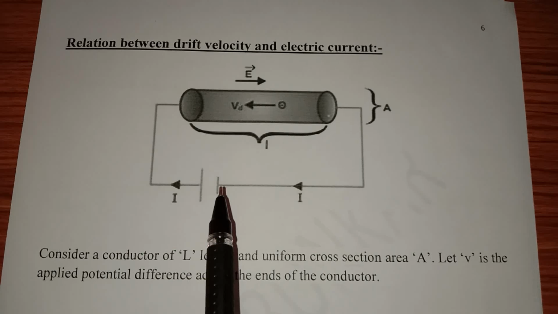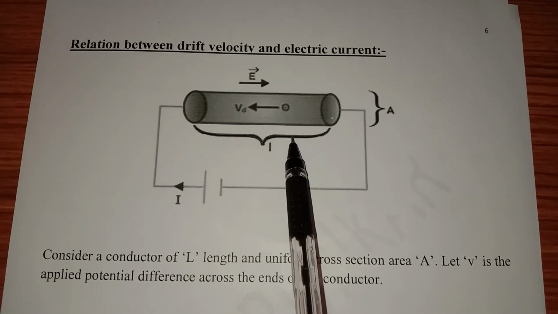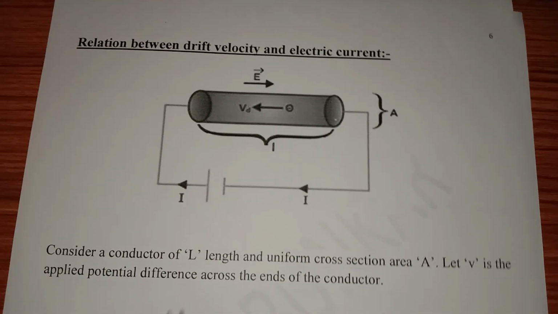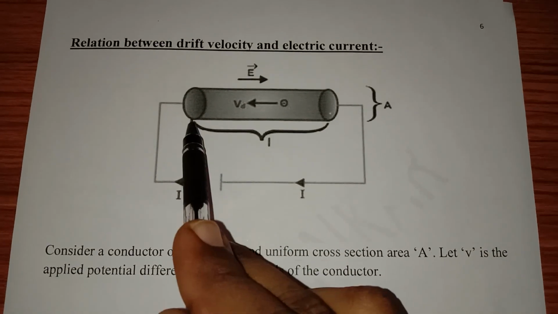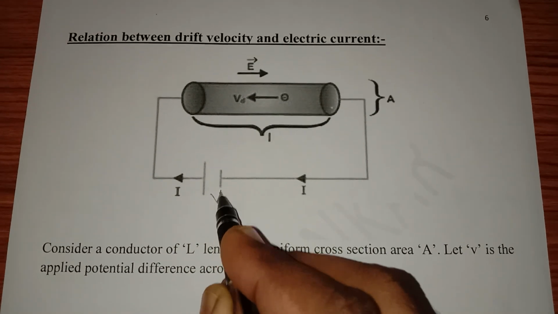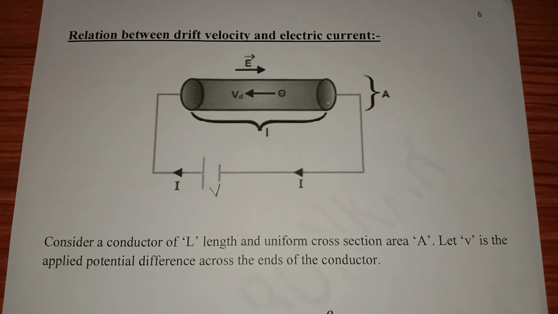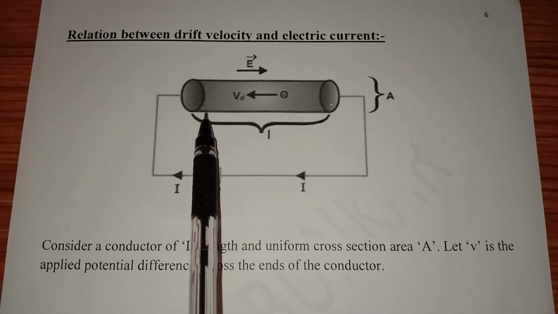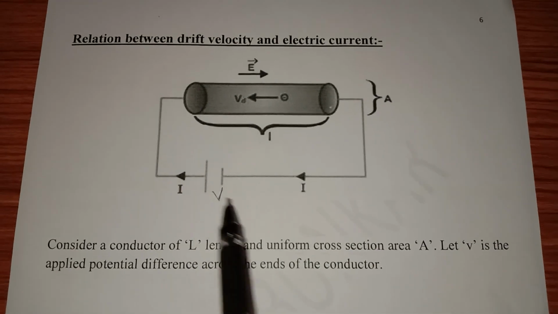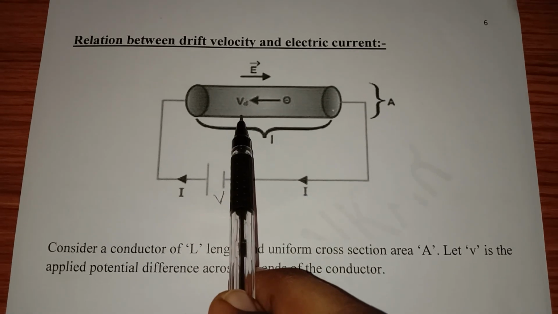So as you can see in the diagram, a conductor of length L is shown, which is connected with the battery. Here both the ends of the conductor are connected with the help of a battery of potential V. And in previous lecture we discussed that when we connect any battery with a conductor, an electric current flows in the direction of the electric field.